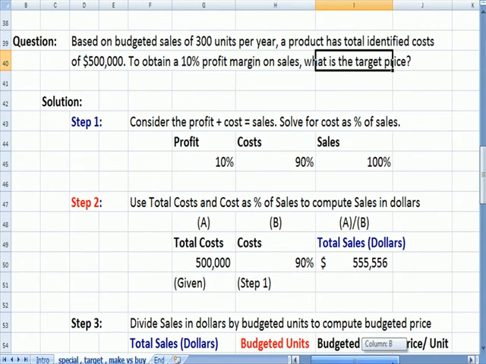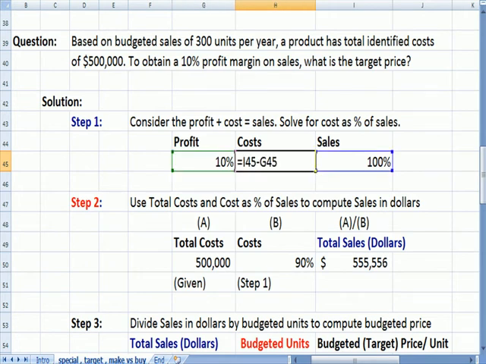And so I divided it into three steps. The first is you realize that profit plus cost equals sales. So if your profit is 10% of sales, you can do a little algebra to find out that your cost is the sales, 100% in blue, less profit, 10% in green, which gives you a 90% cost. So for every dollar you sell, it costs you 90 cents.